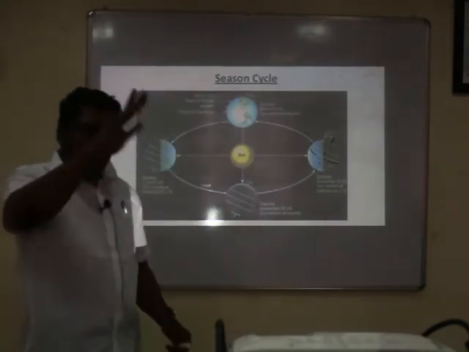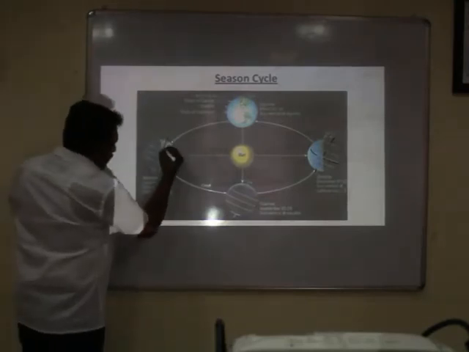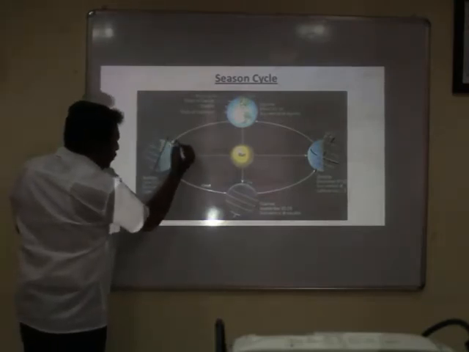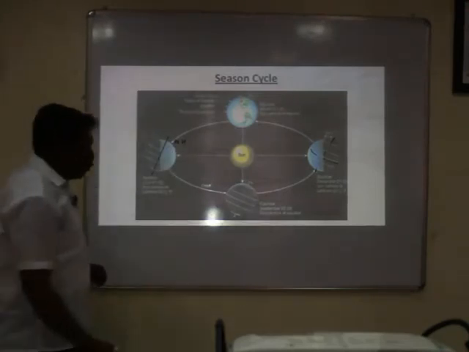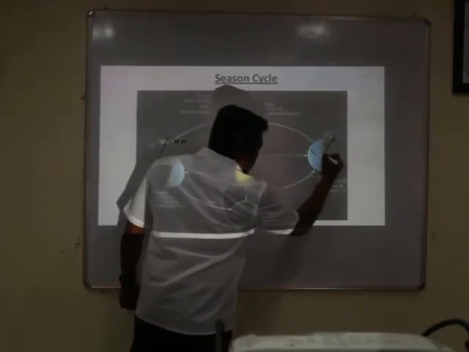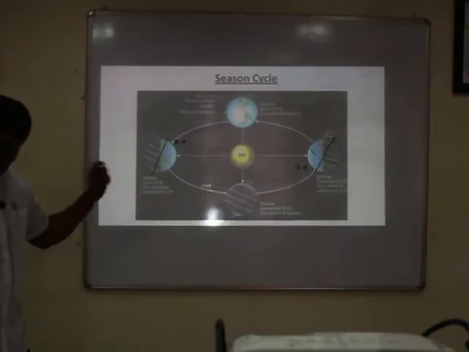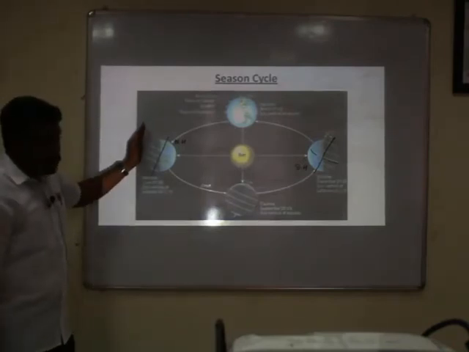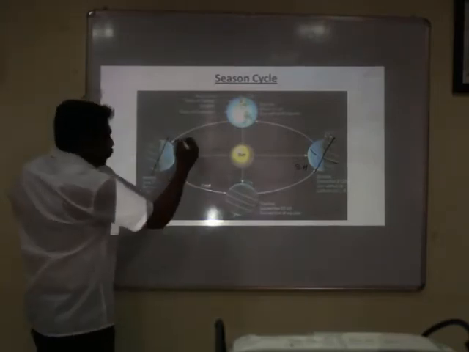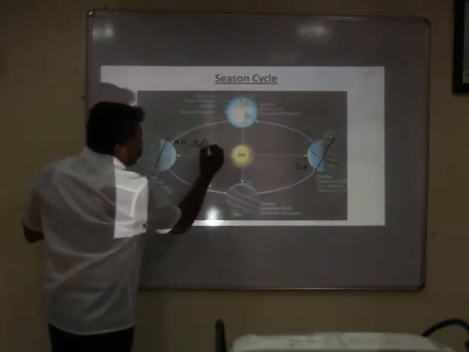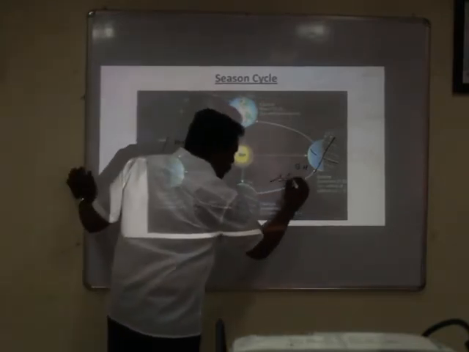Right, my friend, as I was saying, at one point of time, I have maximum tilt of northern hemisphere towards sun. Correct? At one point of time, I have maximum tilt of southern hemisphere towards sun. Wherever I have the maximum tilt of one hemisphere towards sun, I call this position as solstice position. I call them as what? Solstice.